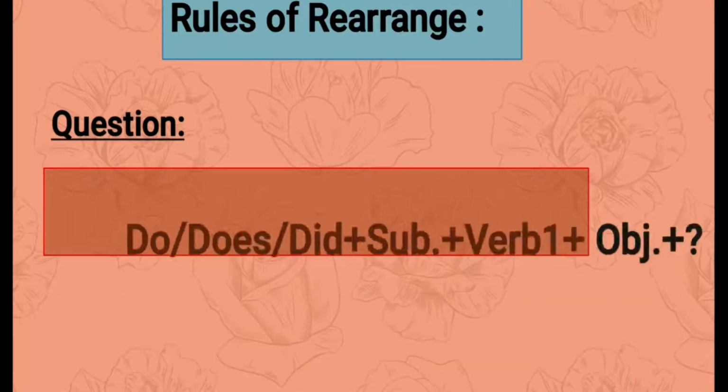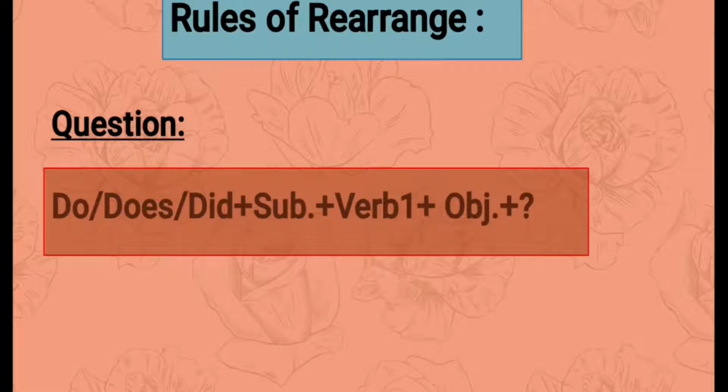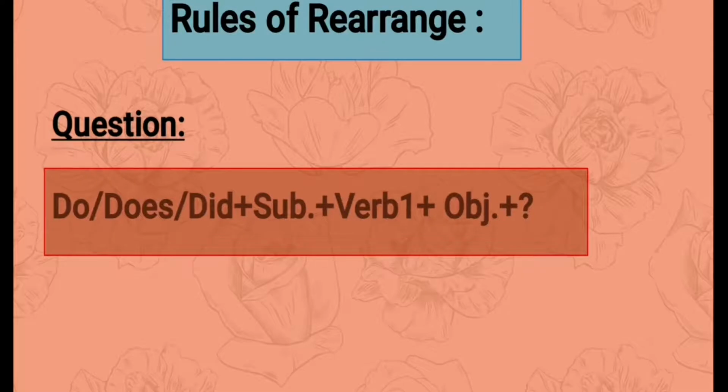So here I am showing that without WH word, that one. If there is any do, did, does, that time after that you have to write the subject, then the verb one, after that the object and the question mark, because the question mark will be given at the end of the sentence, because that will be an interrogative sentence. Now let's go for the example. It will be more clear for you.